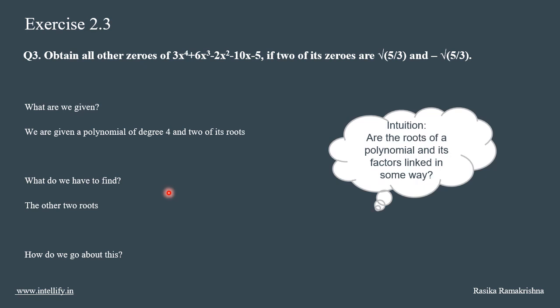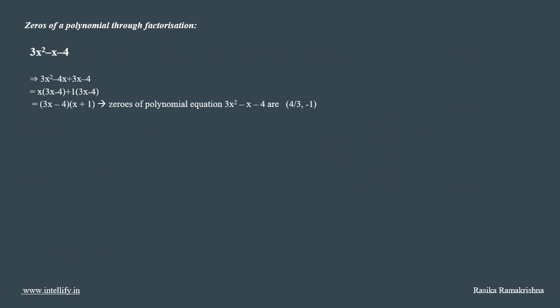Well, one way of thinking about this would be, is there any connection between the roots of the polynomials and its factors? If there is a link, then we can try and do some sort of division, right? So let's try and explore this thought. Alright, so let's try and understand the relationship between the zeros and factors of the polynomial if it exists.